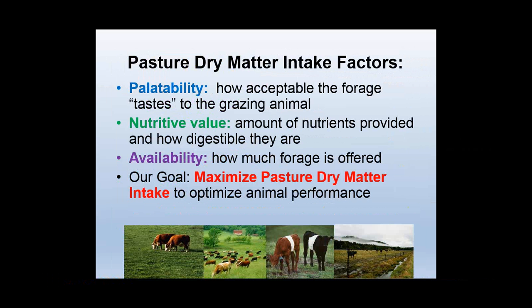So when we think about dry matter intake factors, we have to think about different things. One of them is palatability, and that's how acceptable the forage tastes to the grazing animal. Another one is the nutrient value, and that's how many nutrients are provided and how digestible they are for the animal system. We have to think about availability, how much forage is offered. And our goal, again, is to always maximize pasture dry matter intake, and that optimizes animal performance.